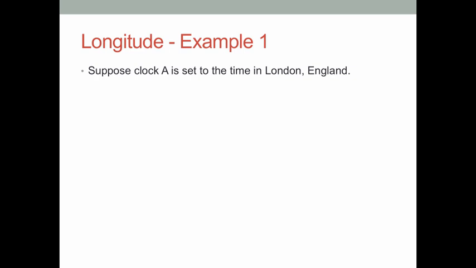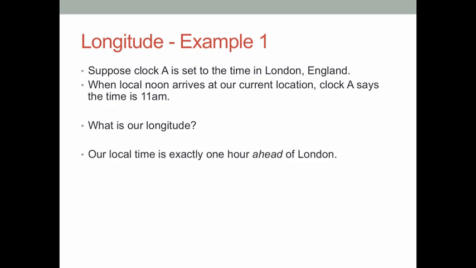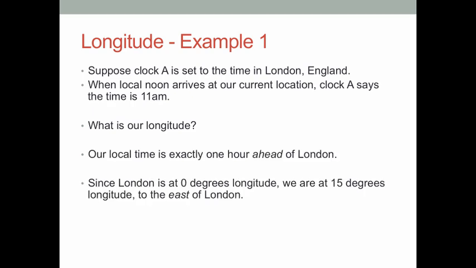So as an example, suppose clock A is set to the time in London, England. And when local noon arrives, we're somewhere else at our current location. Clock A says the time is 11 a.m. and we see local noon because we see the sun reach its highest angle of elevation. So that's local noon. So what is our longitude? Our local time is exactly an hour ahead of London. Since London is at 0 degrees longitude, we are at 15 degrees longitude, and we're to the east of London because our noon is occurring before London.